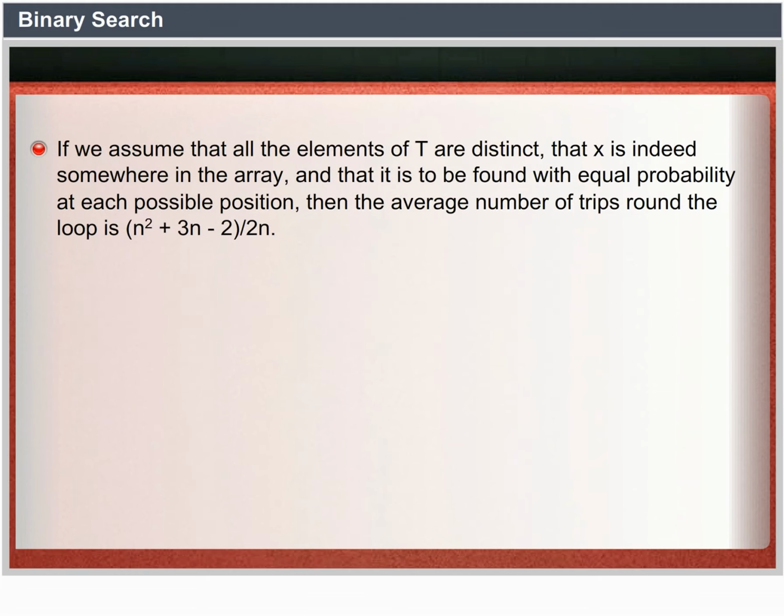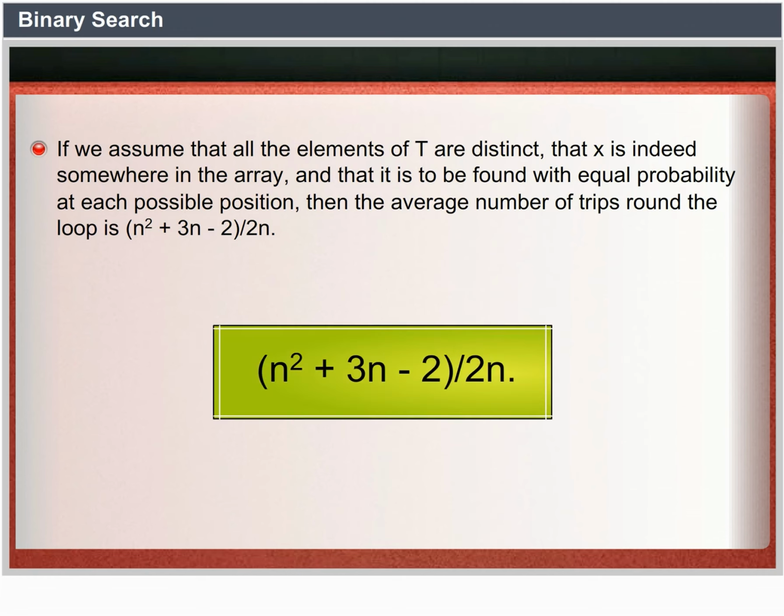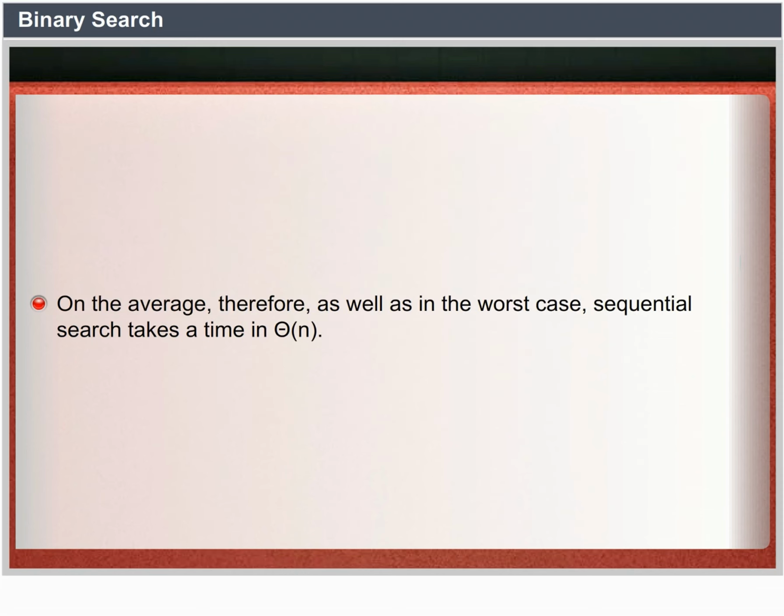If we assume that all the elements of T are distinct, that x is indeed somewhere in the array, and that it is to be found with equal probability at each possible position, then the average number of trips round the loop is (n² + 3n − 2) / 2n. On the average, therefore, as well as in the worst case, sequential search takes a time in theta of n.